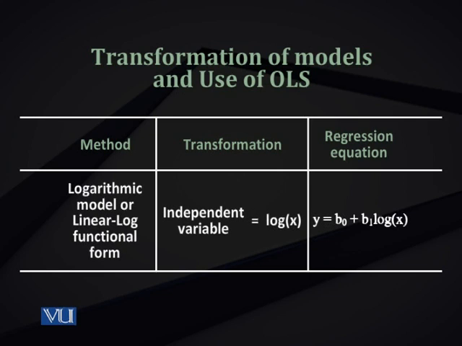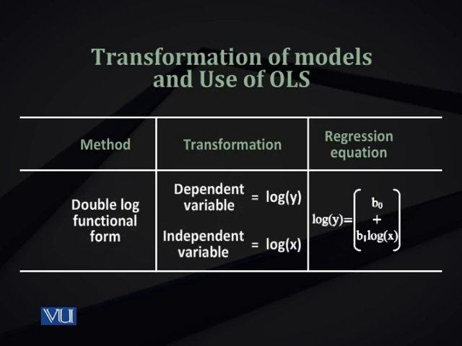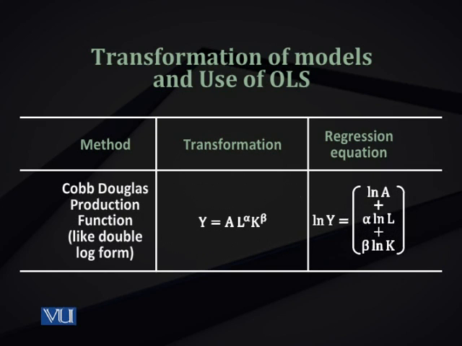Next is the logarithmic model or linear log model. This time we have taken the log of x, and when it is transformed to linearize it, to estimate it, to fit the model through OLS, we have y is equal to b naught plus b1 log of x. As you will see later on, we have different interpretation of this coefficient b1. It is not like the simple linear regression, because it is the coefficient of log of x instead of the coefficient of x. Next is the double log functional form, where we take the log of y and x both. So the line can be written as log of y is equal to b naught plus b1 into log of x, as you did in the Cobb-Douglas production function.